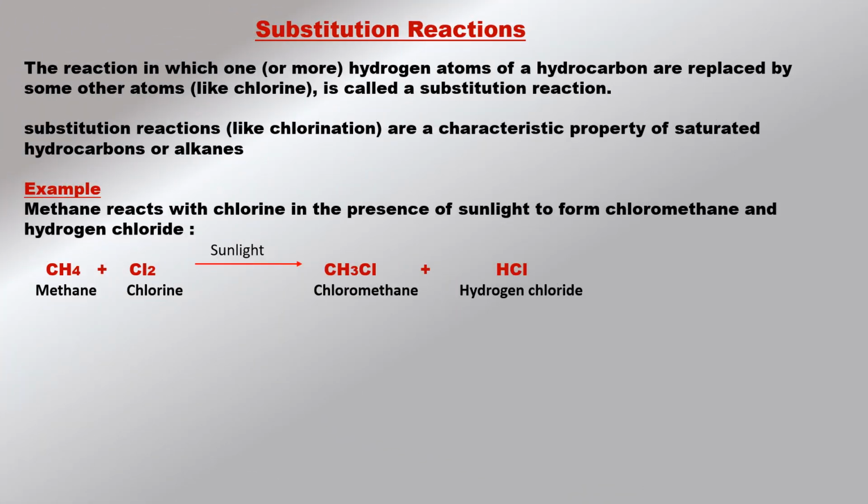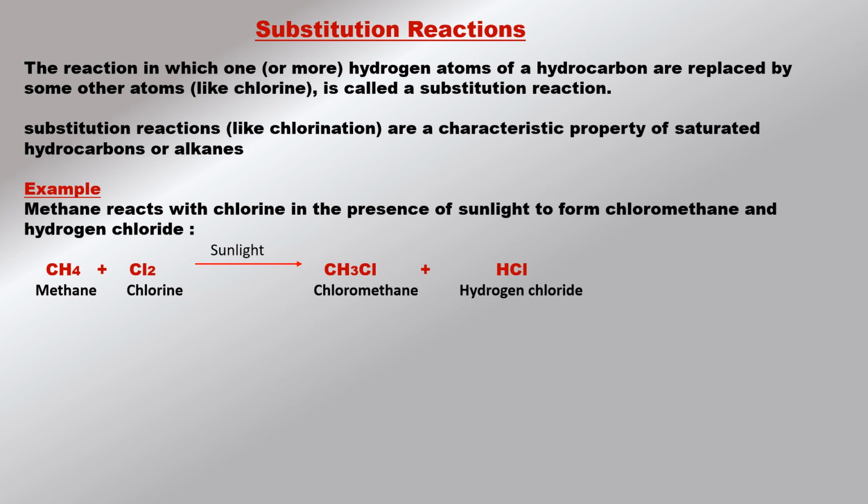Substitution reactions. The reaction in which one or more hydrogen atoms of a hydrocarbon are replaced by some other atoms, like chlorine, is called a substitution reaction. If the substitution of hydrogen atoms takes place by chlorine, it is also called chlorination. Please note that substitution reactions, like chlorination, are a characteristic property of saturated hydrocarbons or alkanes. Unsaturated hydrocarbons do not give substitution reactions with halogens, they give addition reactions.